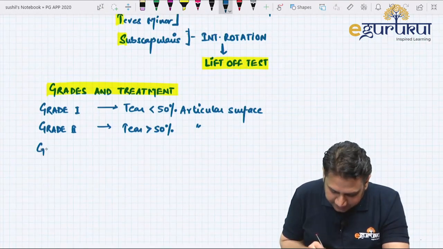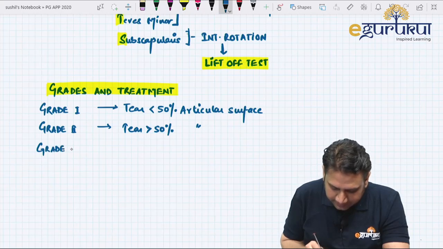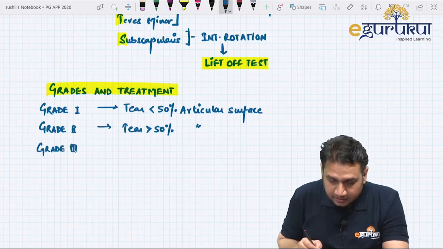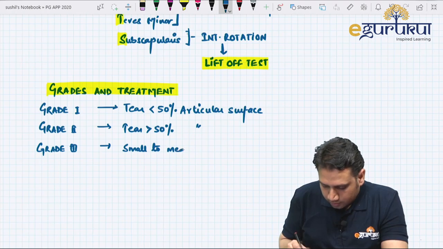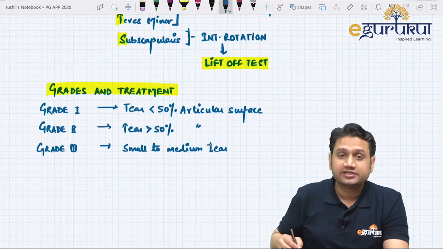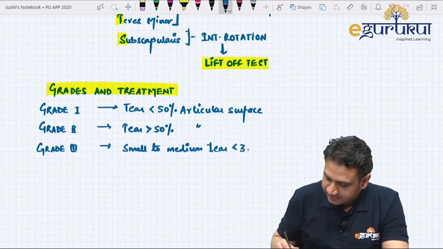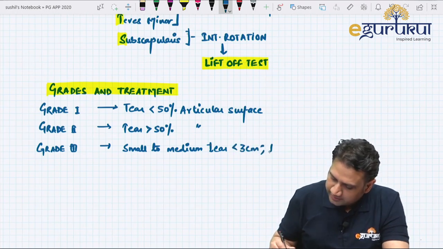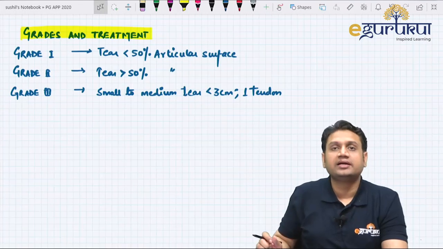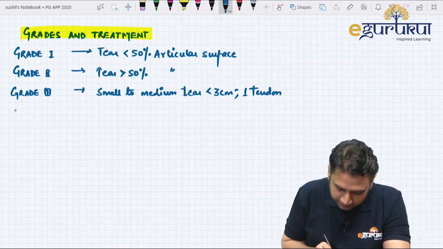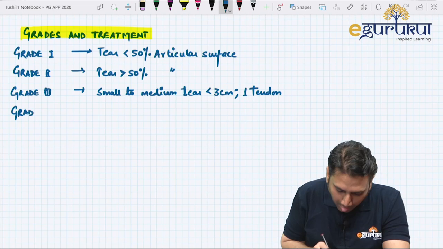Right? Grade 3 tear. Grade 3 is considered a small to medium tear, which is less than 3 centimeter, or we can call it a small tear when there is only one tendon involved. So either it is a less than 3 centimeter tear or it is one tendon involvement in the grade 3.